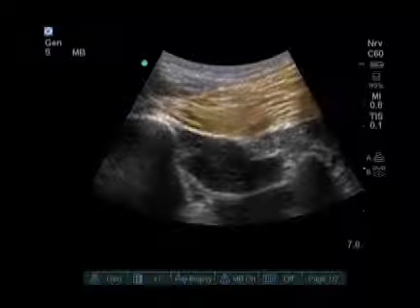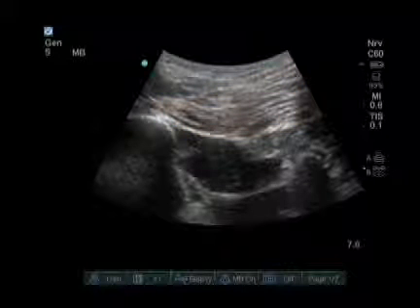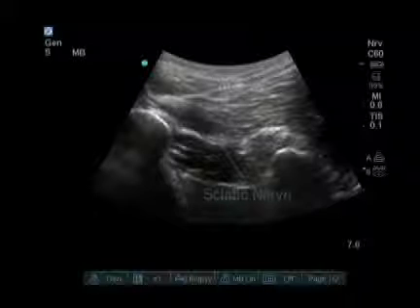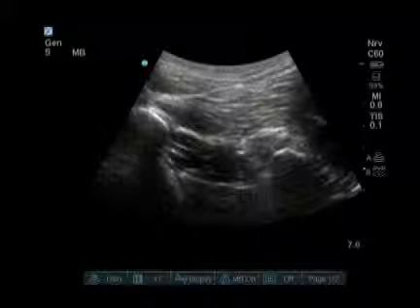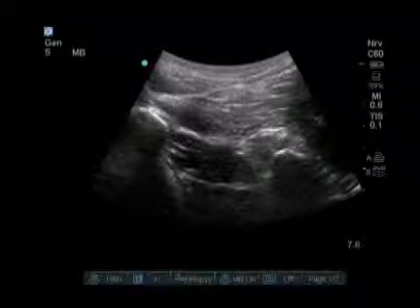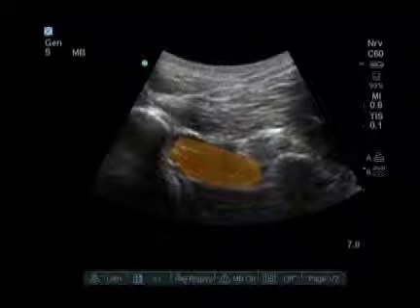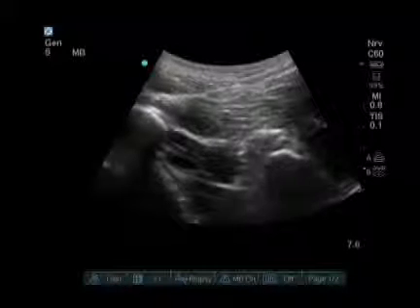There is a large muscle, the gluteus maximus, at the superficial level of the screen. Underneath the gluteus maximus is a hyperechoic nerve, the sciatic nerve. Between the two bony landmarks is the quadratus femoris. So at this level the nerve is sandwiched between the gluteus maximus and the quadratus femoris.